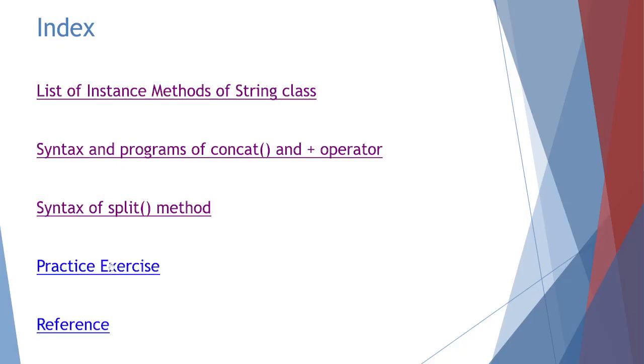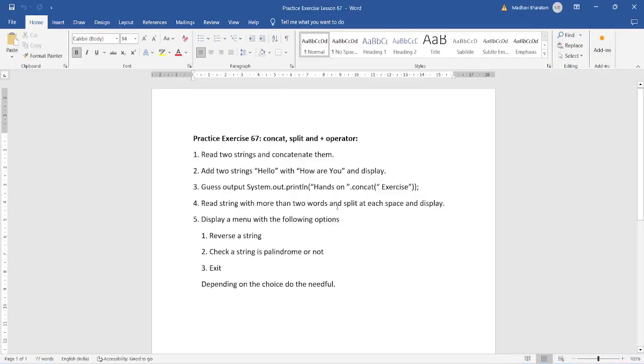Let us see a practice exercise based on concat, split, and the plus operator. Read two strings and concatenate them. Then hello with how are you. Then the hands-on dot concat exercise: guess the output. Read a string with more than two words and split at each space and display. Display a menu with the following options: reverse a string, check whether a string is a palindrome or not, exit. Depending on the choice, do the needful.